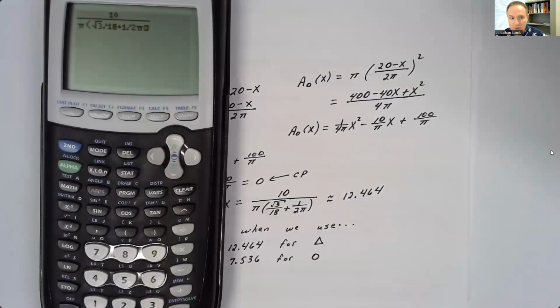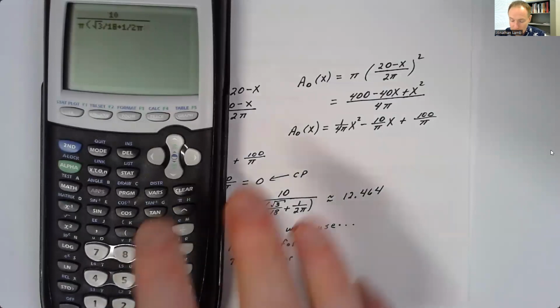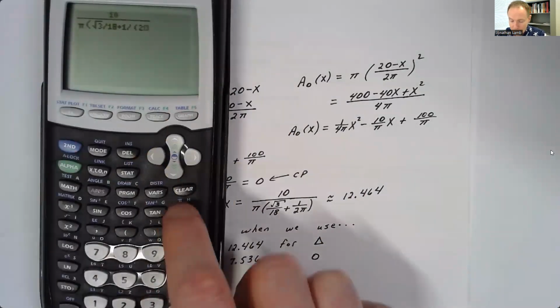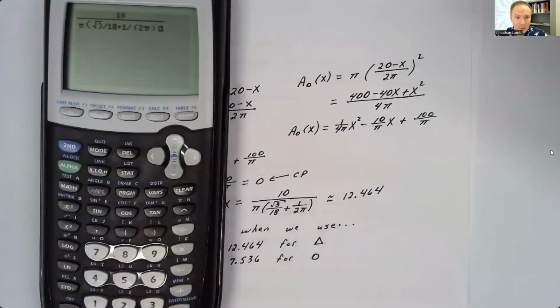I need to make sure to divide all of 2 pi into 1. So in order to get this correct, I'd have to do parentheses 2 pi there. I'm dividing 1 by the entirety of 2 pi. I can close out my denominator now. This should be gorgeous. And it is. So we get our answer for x is 12.464.